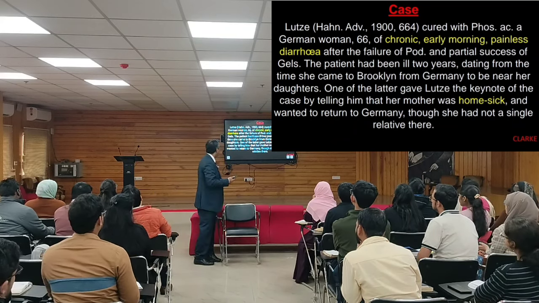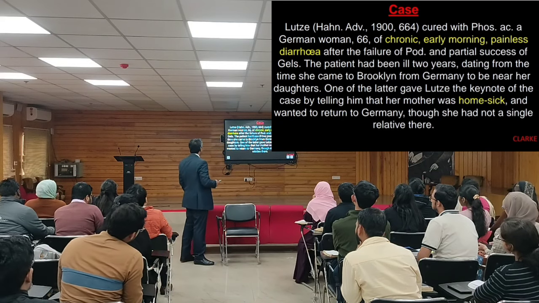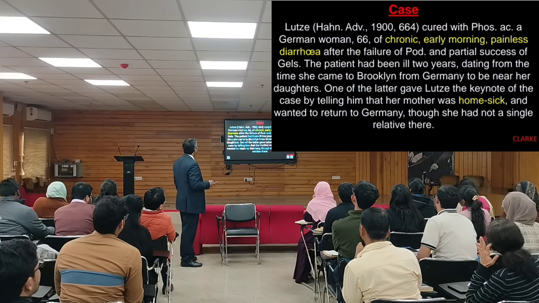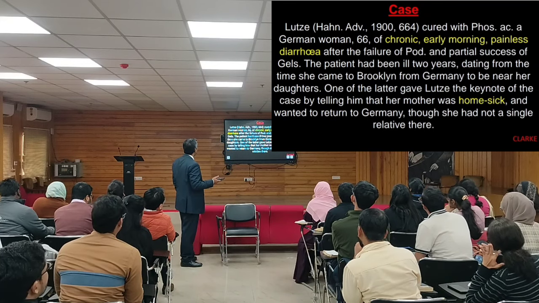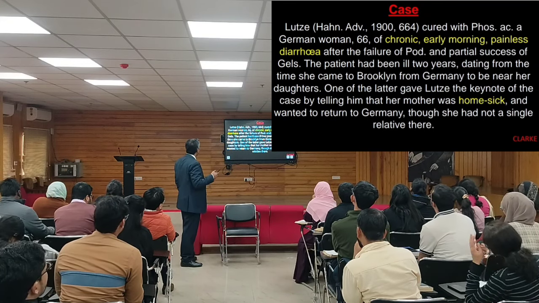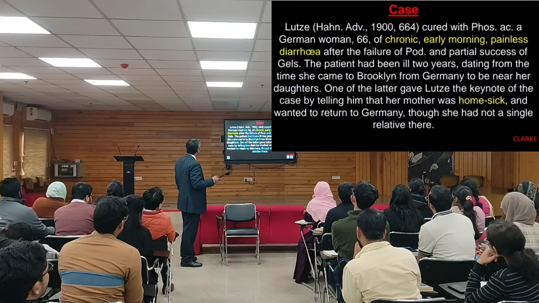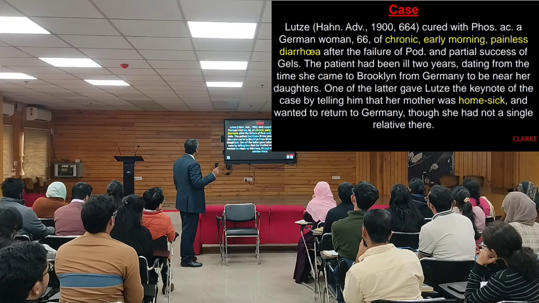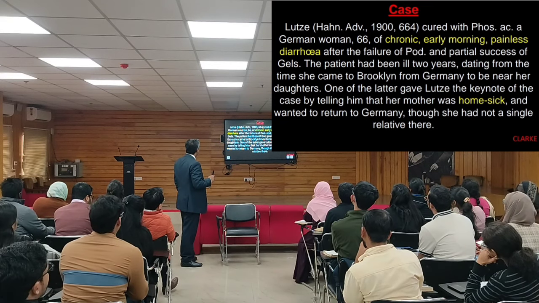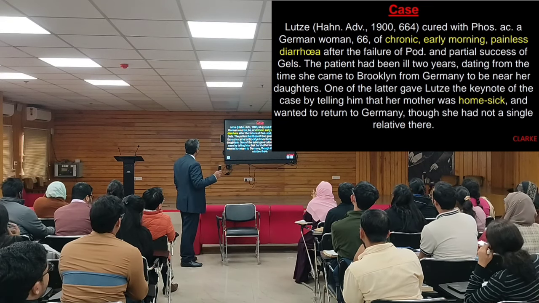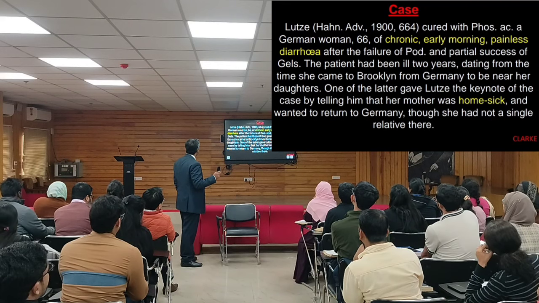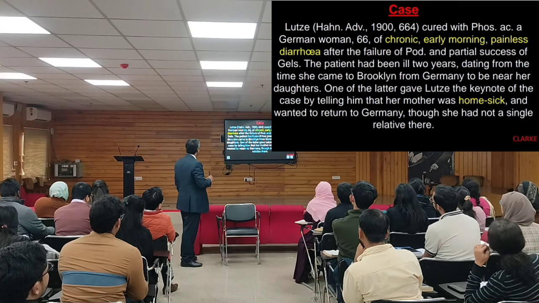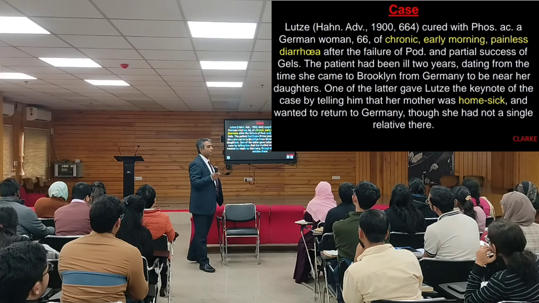Arthur Lurje cured with acid phos a German woman, 66, of chronic early morning painless diarrhea, after the failure of podophyllum and partial success with gelsemium. The patient had been ill 2 years, dating from the time she came to Brooklyn, USA, from Germany to be near her daughters. One of the latter, the daughter, gave Lurje the keynote of the case by telling him that her mother was homesick and wanted to return to Germany, though she had not a single relative there.